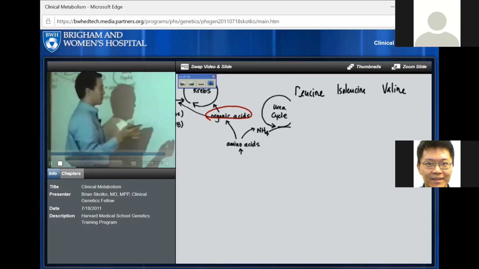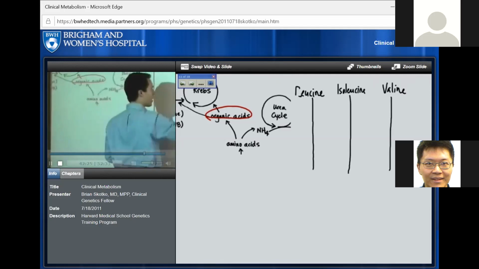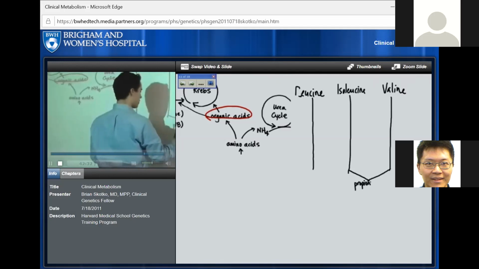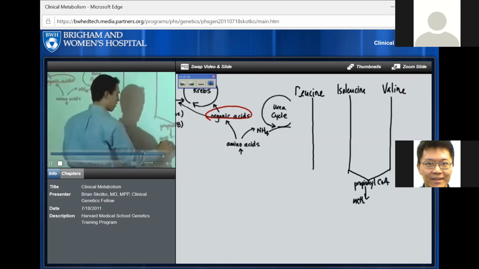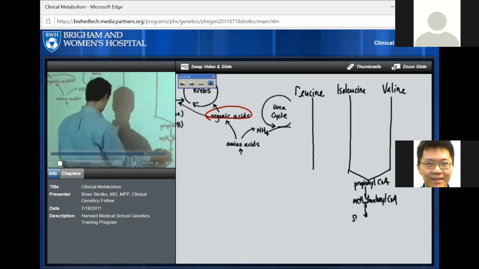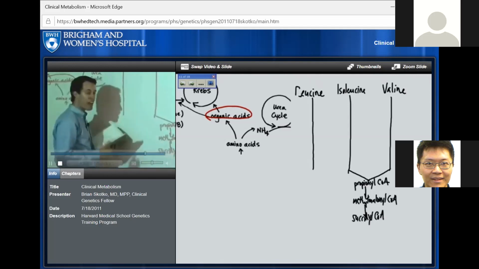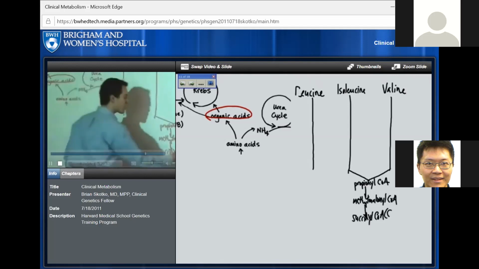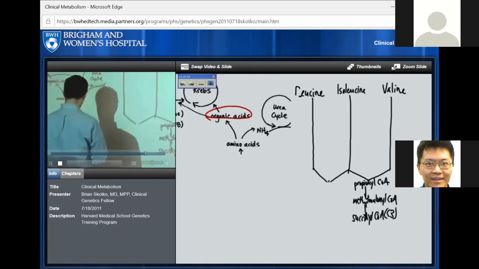These are amino acids, and all of these are going to be broken down by lots of different enzymes. Then isoleucine and valine ultimately form propionyl coenzyme A, which then gets converted into methylmalonyl coenzyme A, which then gets converted into succinyl coenzyme A. And succinyl coenzyme A, unlike acetyl coenzyme A, which is C2, is C3. Now, leucine and isoleucine will then be broken down, and these go right to acetyl coenzyme A.